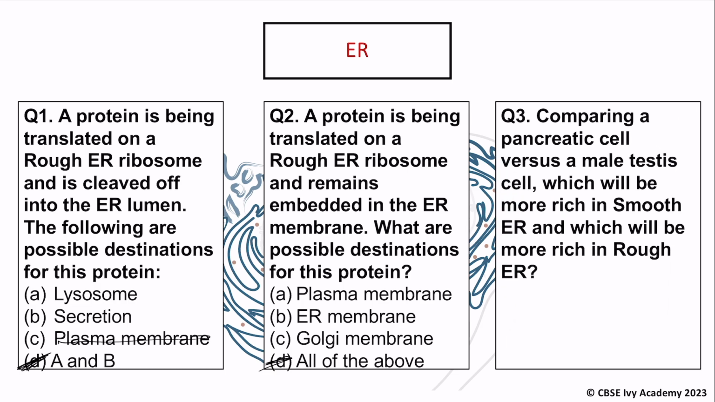Third question, comparing a pancreatic cell versus a male testes cell. Which will be more rich in smooth ER, and which will be more rich in rough ER? And the answer is the pancreatic cell, which is producing a lot of secretory proteins. You'd expect it to be rich in rough ER, because the ribosomes in the rough ER help produce secretory proteins. And then the male testes cell, which produces the male sex hormone testosterone, will be rich in smooth ER. And that's because the smooth ER is involved in steroid synthesis. There you go.